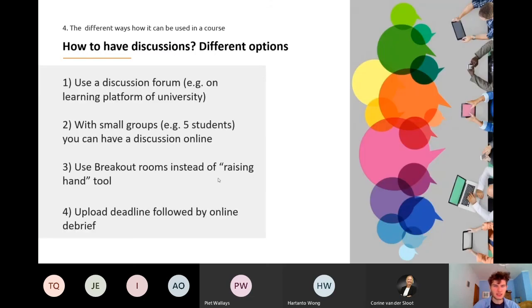Speaking about discussions, we've heard from many of the professors that we work with that organizing discussions is very difficult in an online setting. So we believe that you have 4 options to structure group discussions, and I want to just give some insights into these 4 options. One of them is a discussion forum. I think that's a very nice one. Many universities provide such discussion forums on their learning platforms that you can use.